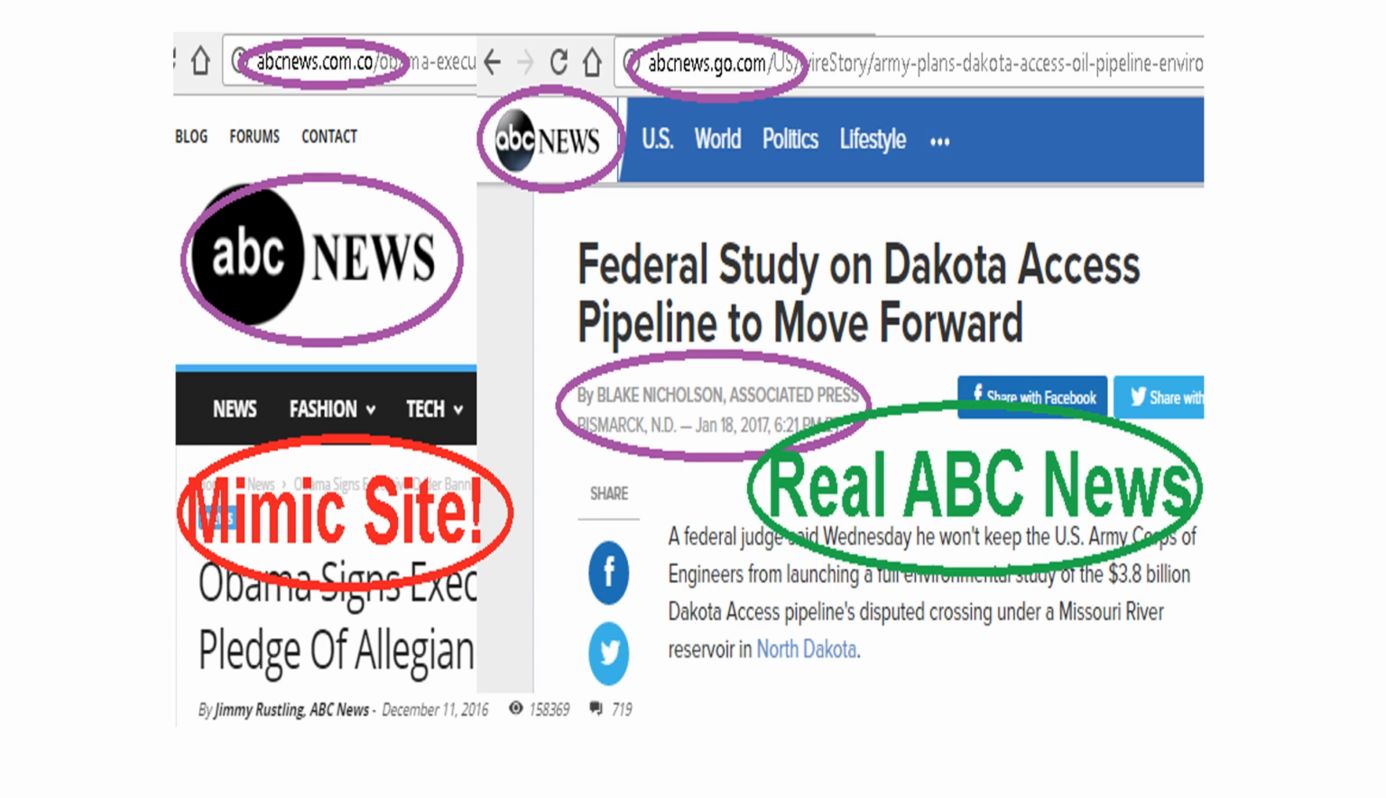And then in the story itself, we have the name of a person that is credible. Here is the name of the author of the story, which is a credible source. It gives credibility to the source. So this is the real ABC News, and this is the fake ABC News. We need to be careful when we are looking at websites to make sure that we are looking at a real website and not a mimic one.